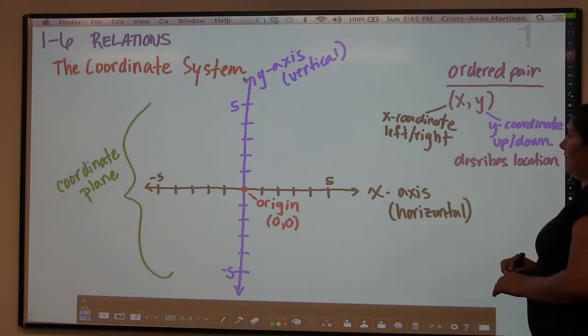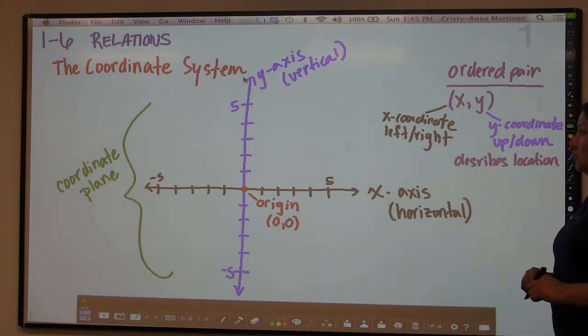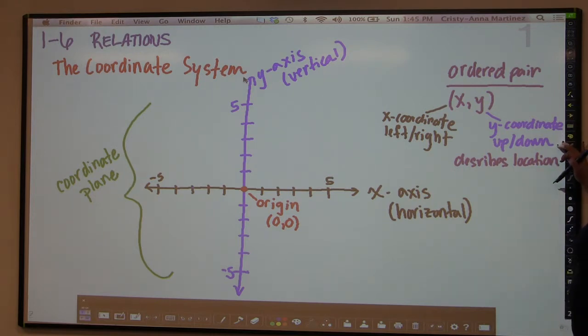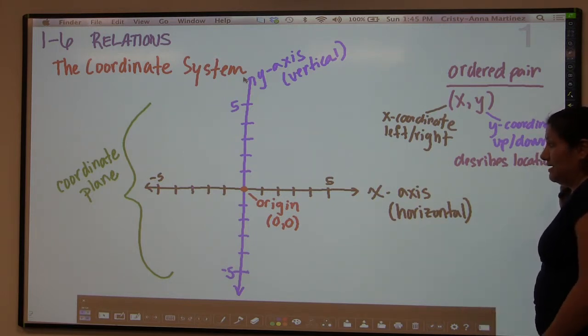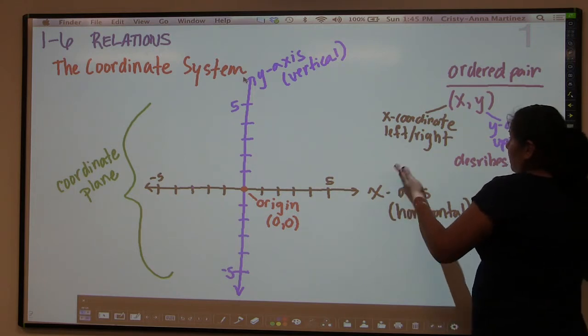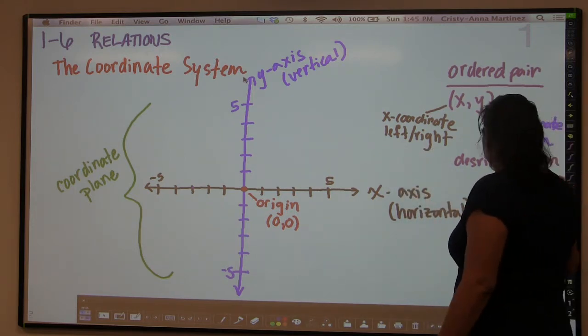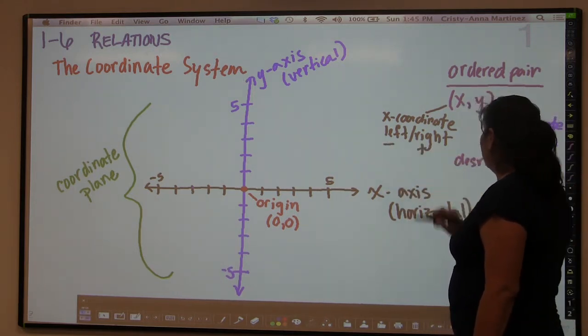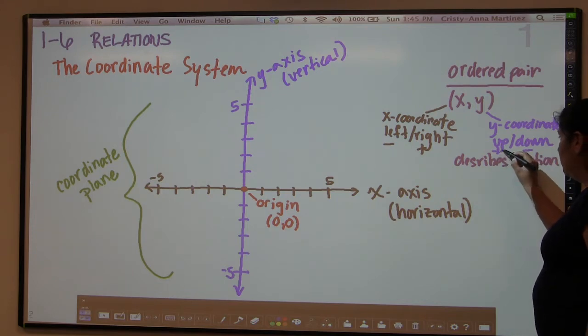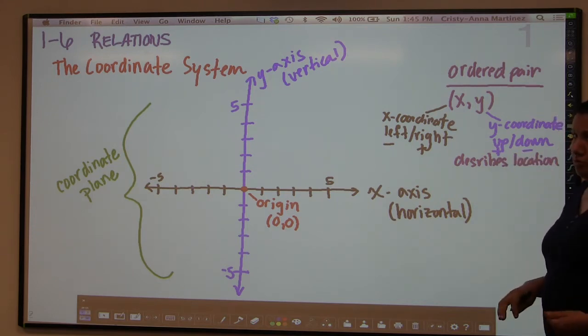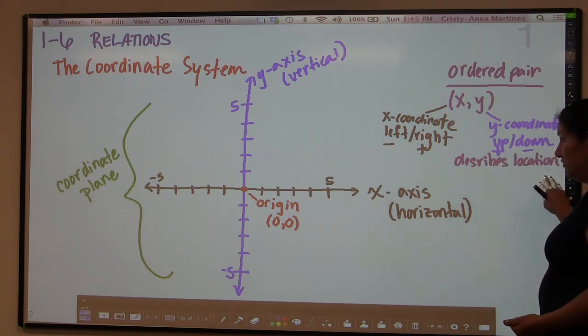The x-coordinate helps us describe left or right movement, and the y-coordinate helps us describe up or down movement, depending on whether the number is positive or negative. In the case of the x-coordinate, if the number is negative, you would move to the left. If the number was positive, you'd move to the right. In the case of the y-coordinate, if the number was positive, you'd go up. If it was negative, you would go down. Basically, what an ordered pair does is describe a location for us.